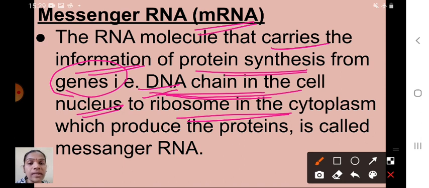Understood children? So once again you have to read. This one will carry the information of protein synthesis from genes, that means from DNA, from the nucleus to the cytoplasm. To the cytoplasm means where exactly will it go? It will go to the ribosome. The ribosome is involved in protein synthesis, so for that it needs some message, some information. That information is carried from DNA to the ribosome with the help of messenger RNA. I hope you understood this one. Shall I go to the next one?